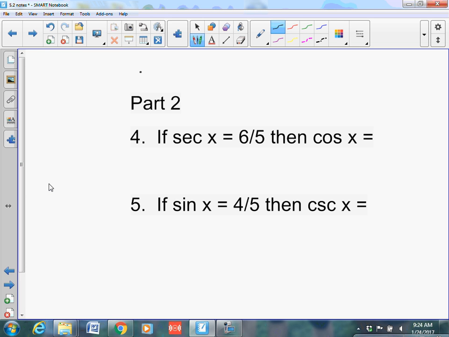Next part. Part 2. If the secant is 6 over 5, what's the cosine have to be? Are these two reciprocals of each other? Does it end in s and start with s? Are they reciprocals? So on the ACT, I think they're going to give you one like this. How long should it take you to do this problem? 5 seconds, right? If the secant is 6/5, what's the cosine? 5/6, right? This should take you the 5 seconds on the ACT.